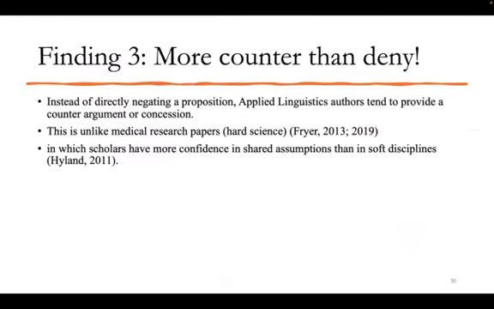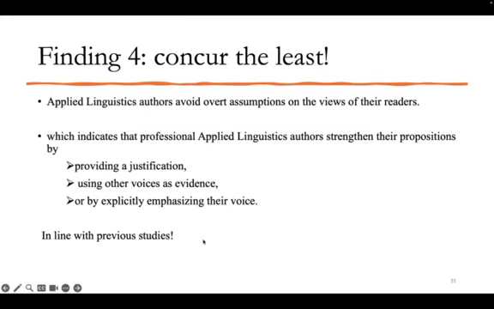So instead of directly negating a proposition, they tend to welcome or provide the counter argument or a concession, which is unlike hard sciences, in which scholars have more confidence in shared assumptions than in soft disciplines, and they may use negation more. Now, another finding is concur is the least.